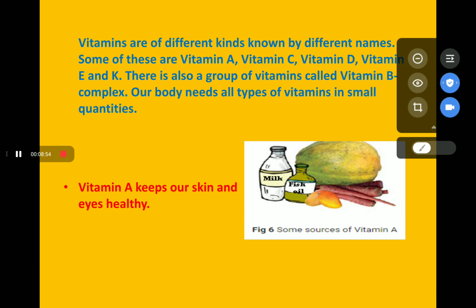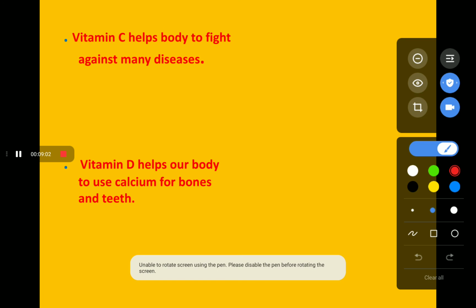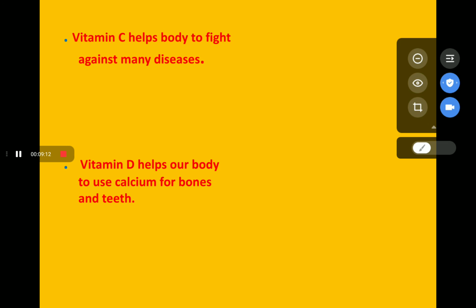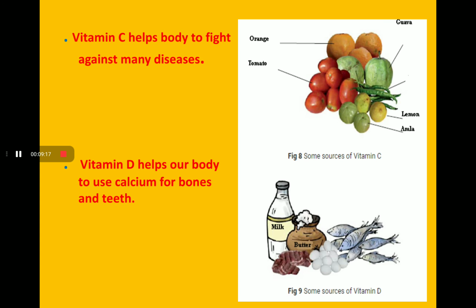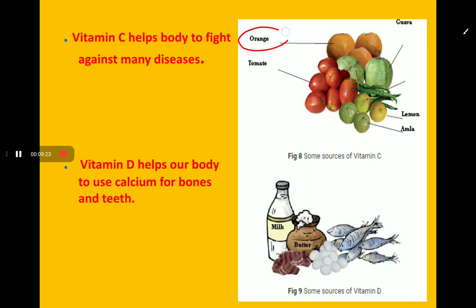Now, in the next slide, here is vitamin C. Vitamin C helps the body fight against many diseases. And what are some sources for vitamin C? Here are some sources for vitamin C. Vitamin C sources generally include orange, tomato, guava, lemon, almond. All are examples of sources of vitamin C.